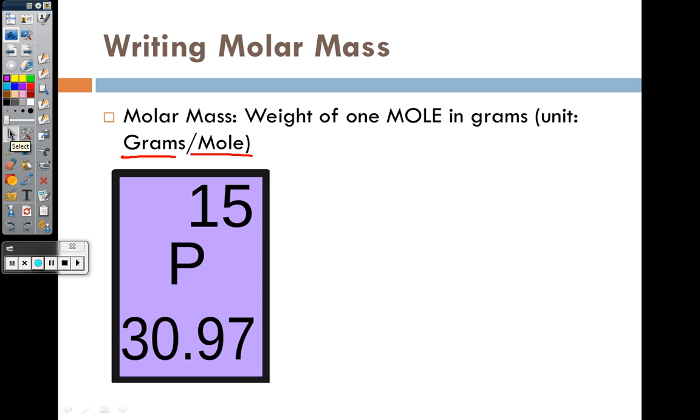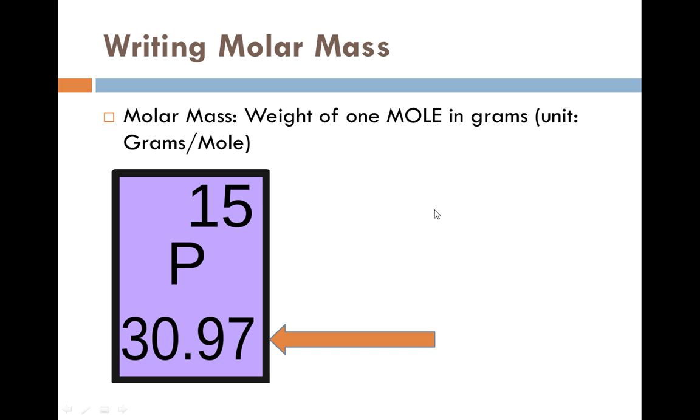Okay, so this is a square that you're going to see on the periodic table, right? Can someone take a guess as to what the molar mass is? Which number? The bottom number. So that is our molar mass. It's usually going to be the bigger number, 30.97 for phosphorus. That is your molar mass.